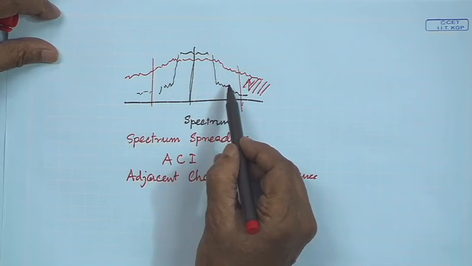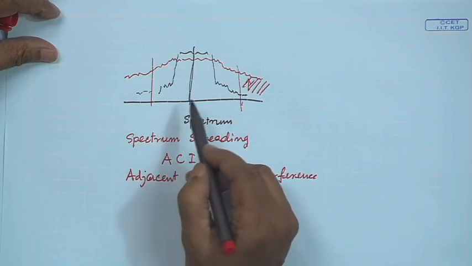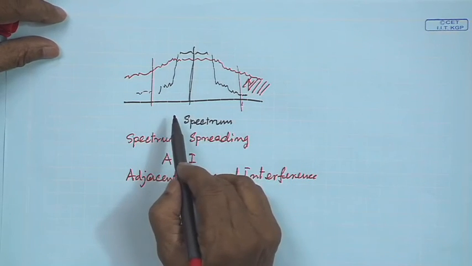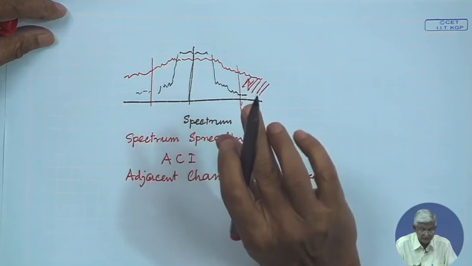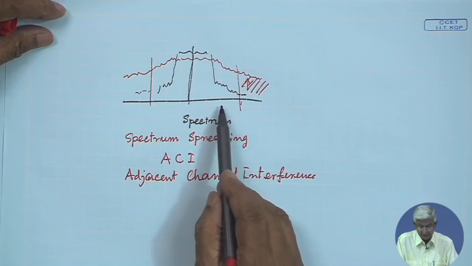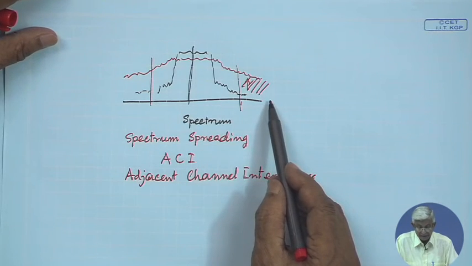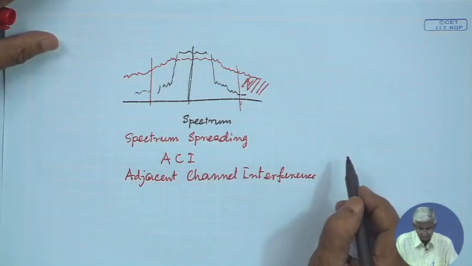One is the intermodulation product generates the spurious within the channel so that your signal to noise ratio or dynamic range reduces. Another is it spreads the spectrum so that it interferes in the adjacent channel. Adjacent channel interference increases. There is one more problem because of the phase nonlinearity.